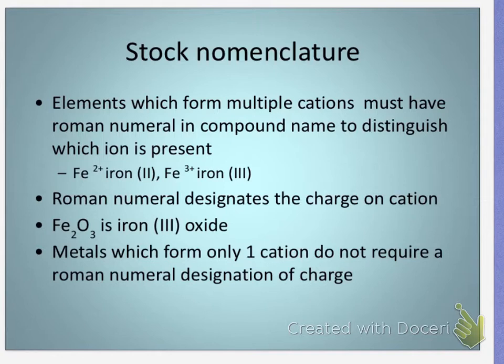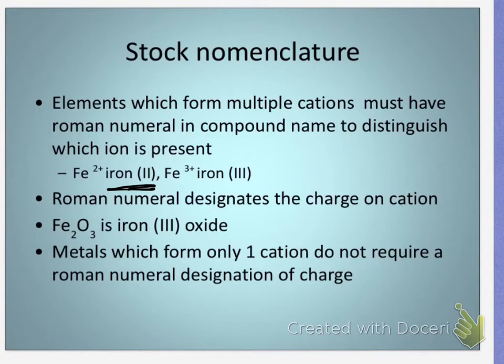Chromium can make chromium 2, 3, 4, 6. Copper 1, copper 2. And you have to specify which ion you're dealing with. So we do that using the stock system, and it's a way of designating the compound by using the Roman numerals. We talked a little bit about this the other day. I said, this is like a Grant's tomb kind of question. What's the charge on a chromium 4 ion? 4. And remember, the metals are always positive.